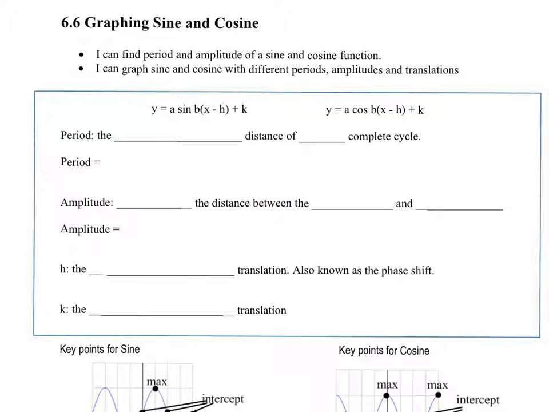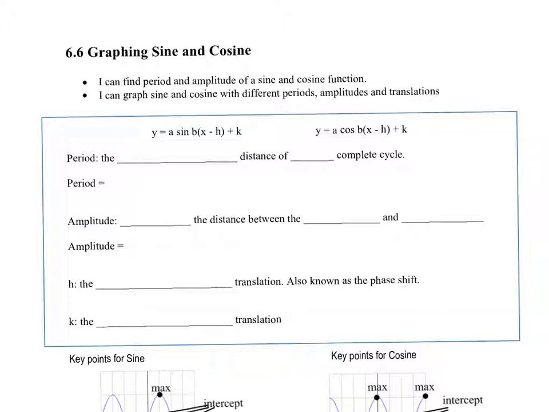So this is a little bit of review. Remember that the period is the horizontal distance of one complete cycle. The period is found by taking 360 degrees and dividing by the value of b. If we were talking radians, that would be 2 pi divided by b.